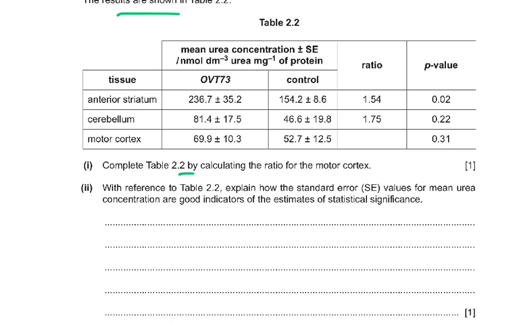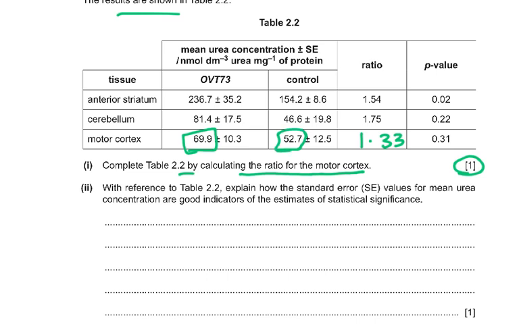Complete table 2.2 by calculating the ratio for the motor cortex. Now this is 1 mark, and if you get this wrong, this is that very easy 1 mark which everybody should get. So very simple, like it says here, 1.54, 1.75, you must also give it to 2 decimal points. So it was 1.33. This divided by this got you this answer.